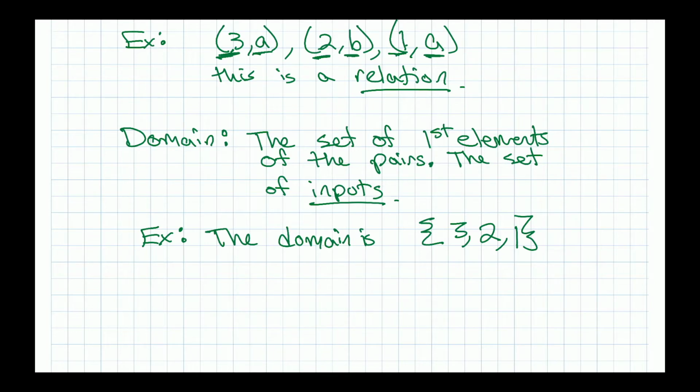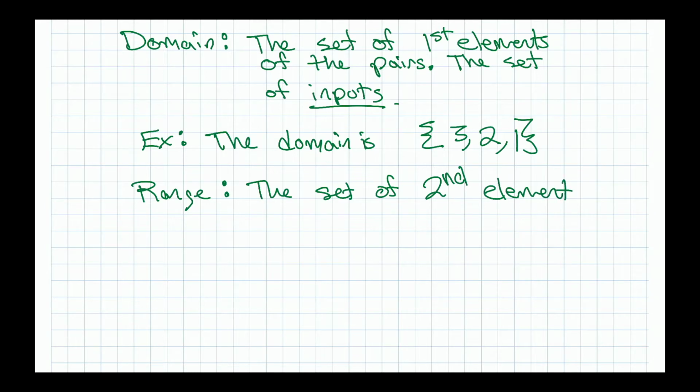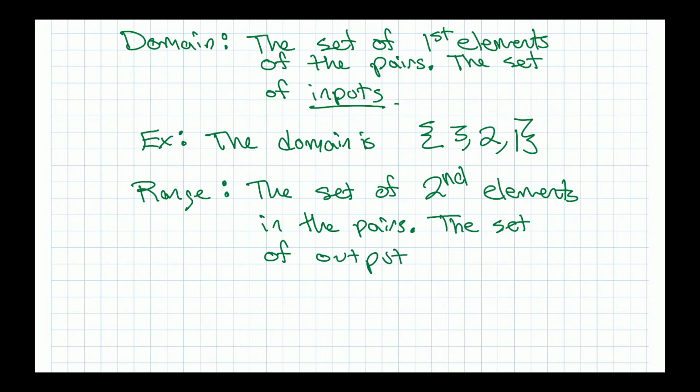Now, a range is going to be the set of second elements in the pairs. In terms of a function, we would call that the set of outputs. We don't really have inputs and outputs yet, so that doesn't need to make sense. So the range is the set of second elements.